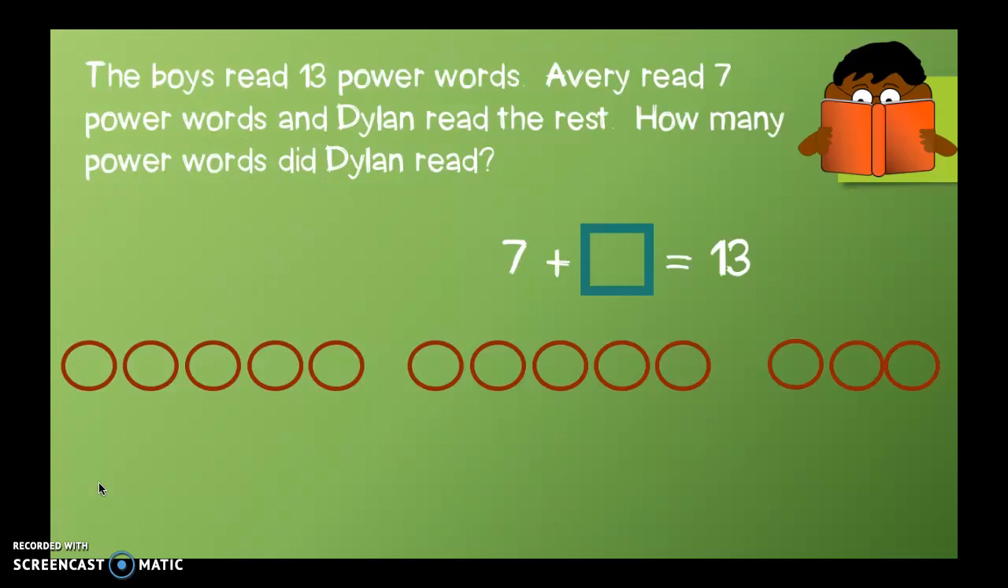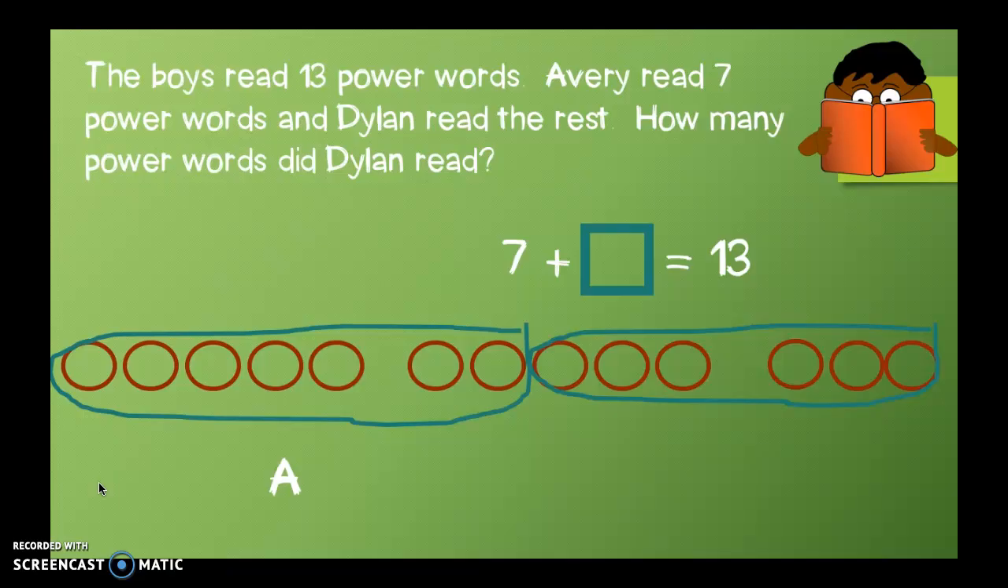All right, now I'm going to go ahead and show you what I did to model my process of Avery reading 7. First, I circled 7, and then I labeled it Avery. Then, that tells me that all the pieces left over Dylan must have read. So I'm going to circle those, and then I'm going to put a D there for Dylan. What did you put for your labels? Oh, good. I'm glad we match. All right. Now we're going to go ahead and fill in that empty box.